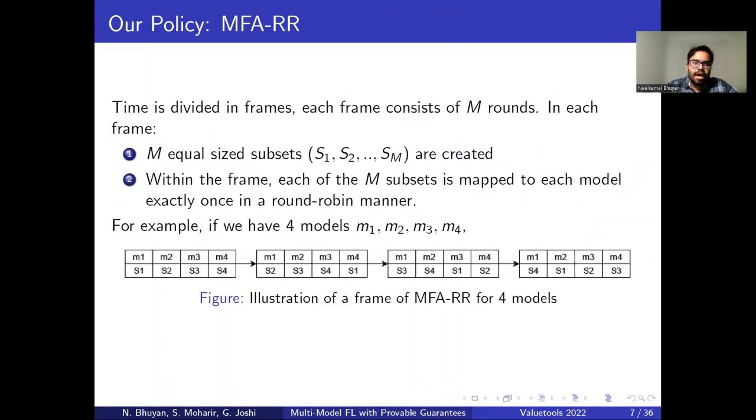Now I'll discuss how MFRR works. In this case, time is divided into frames, where each frame is defined as a consecutive set of M rounds. At the start of the frame, the set of available clients is divided into M equal size subsets S1 to SM, and through the M rounds in the frame, the M subsets are mapped to each model in a round-robin manner. Here you can see an illustration of how MFRR would work for 4 models.